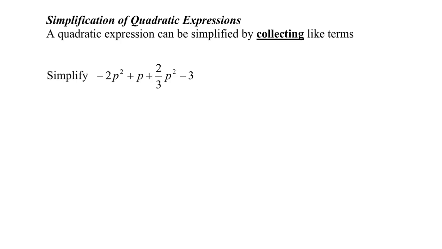Hello everyone, welcome to this video where we are going to express this quadratic expression by collecting the like terms. For example, I see a p square, negative 2, and positive 2 over 3 p square. Well, this will give me negative 4 over 3p square.